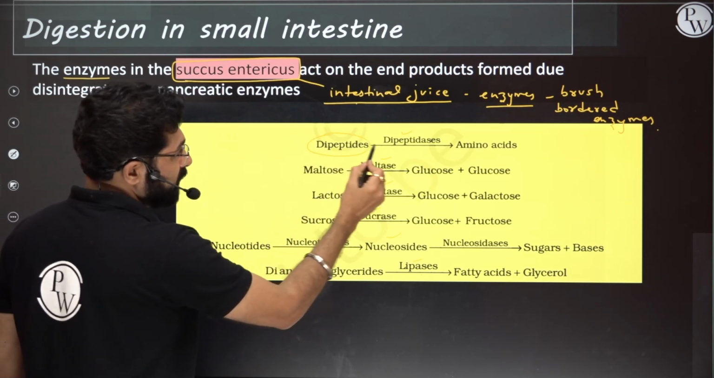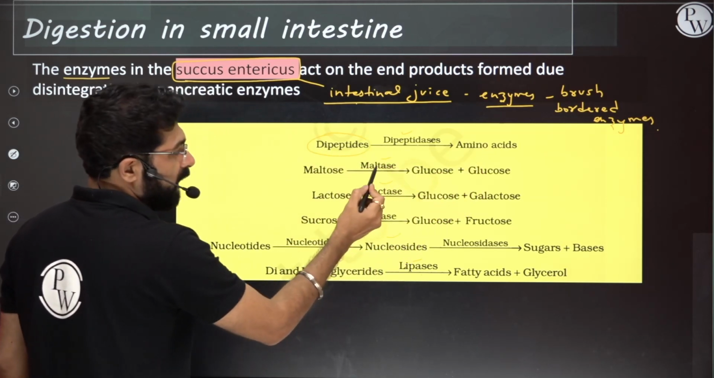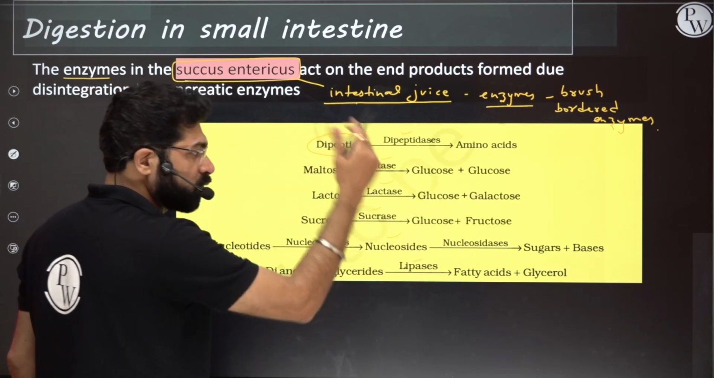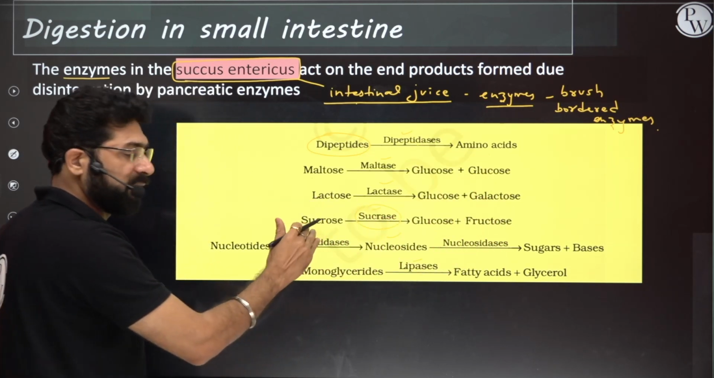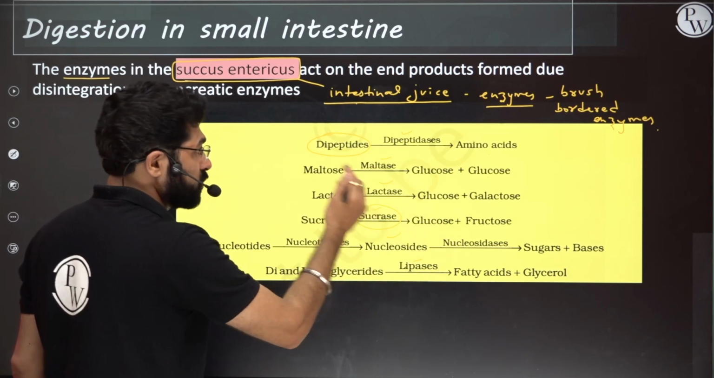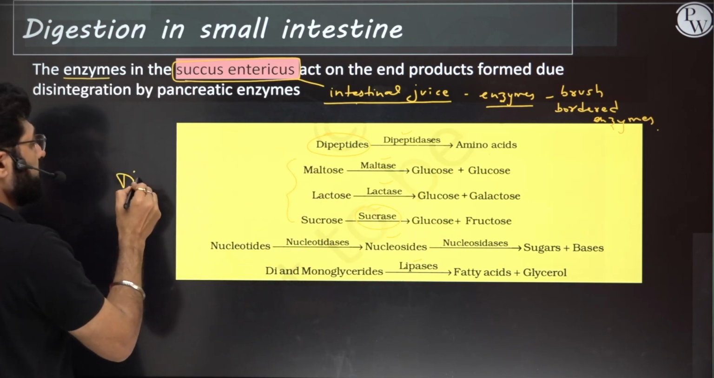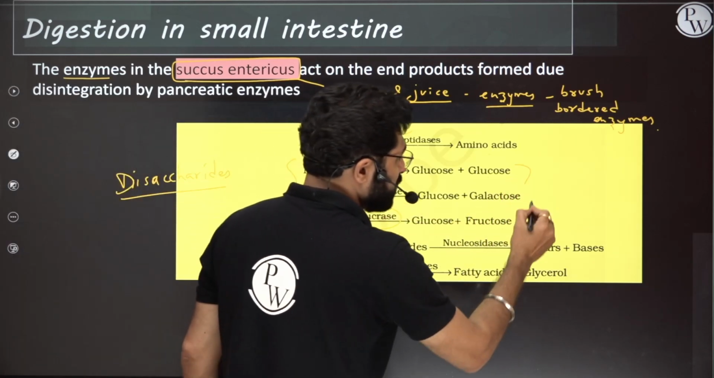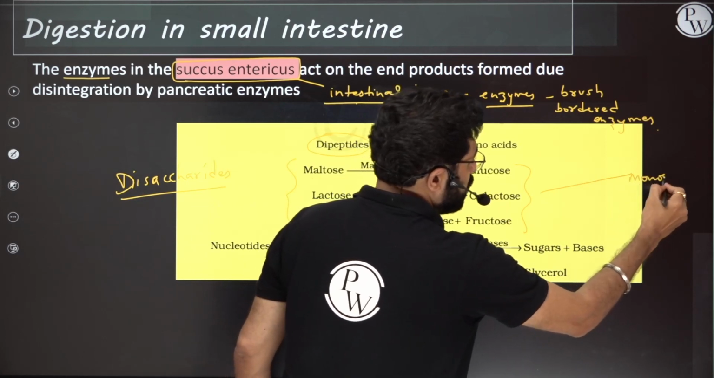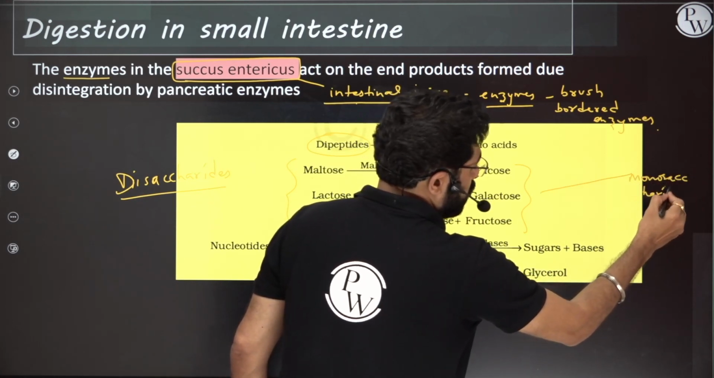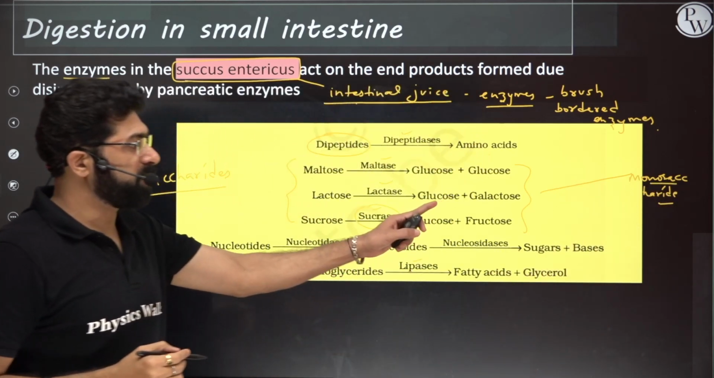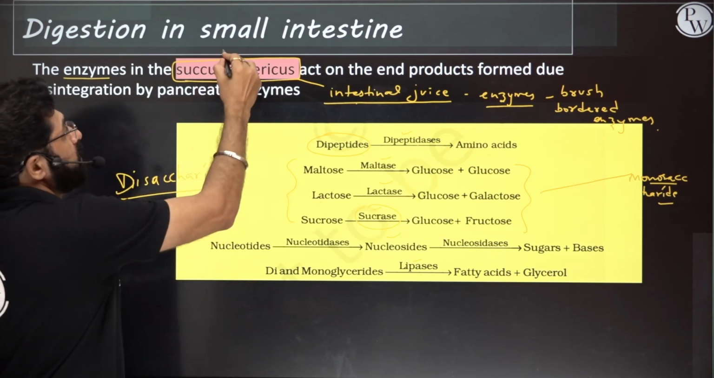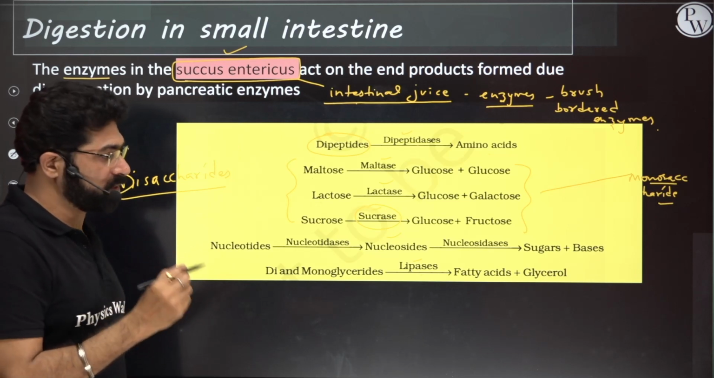Dipeptides are broken by dipeptidase into amino acids. Maltase will break maltose into the end products, glucose and glucose. Lactase will break lactose into glucose and galactose. And sucrase will break sucrose, a disaccharide, into monosaccharides. So disaccharides are broken down into monosaccharides, because these are the ones involved in the absorption process. They are absorbed as monosaccharides, not disaccharides. This is a very important role of the intestinal juice enzymes, that is, the brush border enzymes.